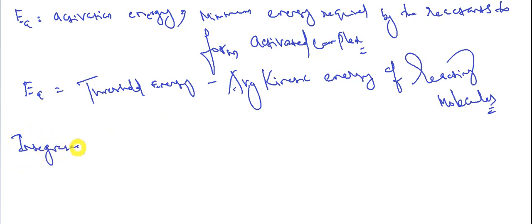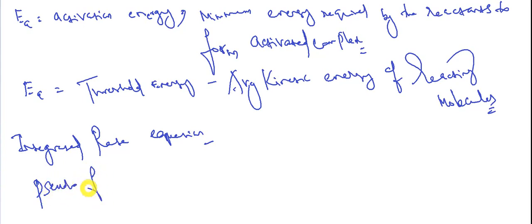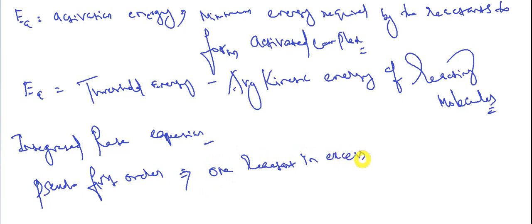Integrated rate equation. In the order of the reaction, we have first order, second order, and the pseudo first order is also most important. Pseudo first order reaction. What does it mean? One reactant in excess.